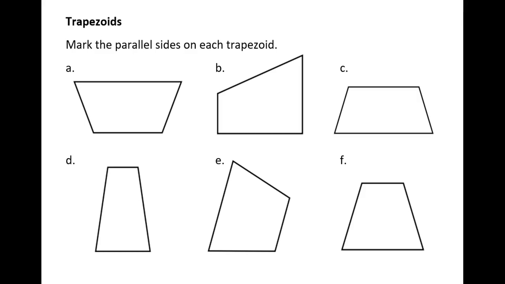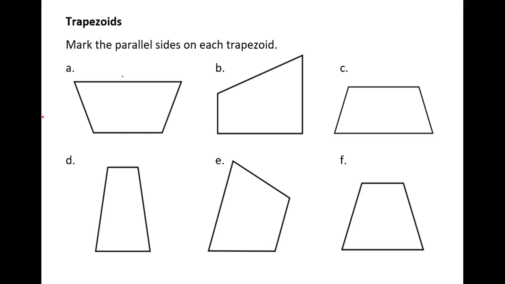Now let's look at the trapezoid. The definition of a trapezoid is that it is a quadrilateral with one set of parallel sides. And if you remember, parallel sides are sides that, if extended, would never cross each other and remain the same distance apart. So I'm going to mark the parallel sides on each of the trapezoids.